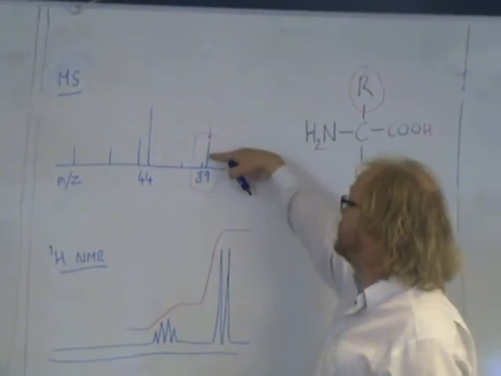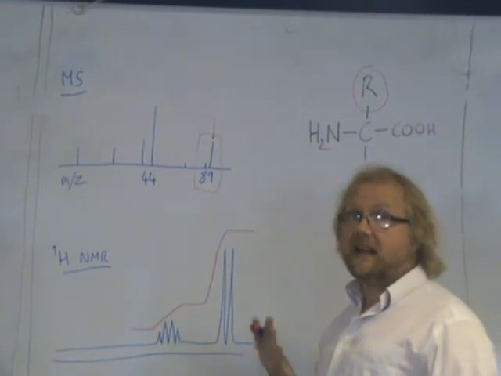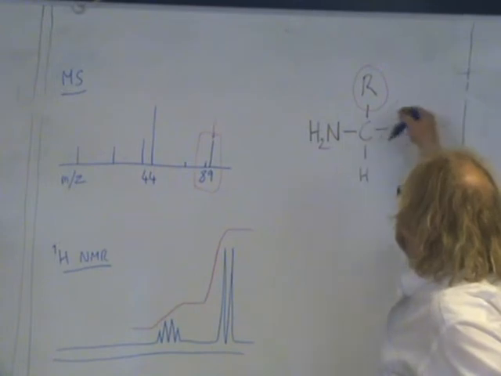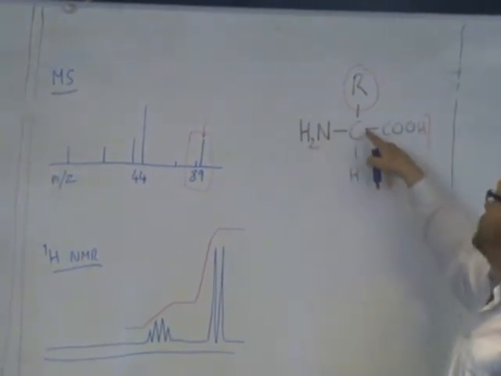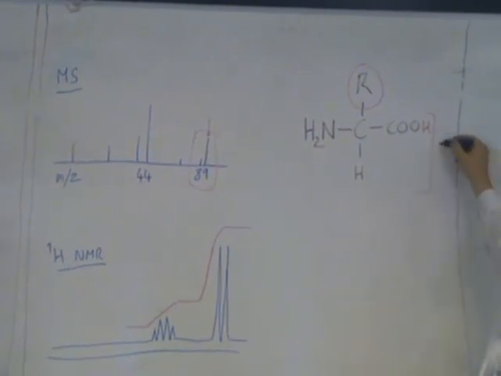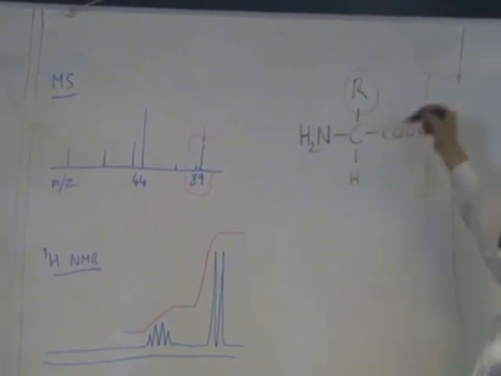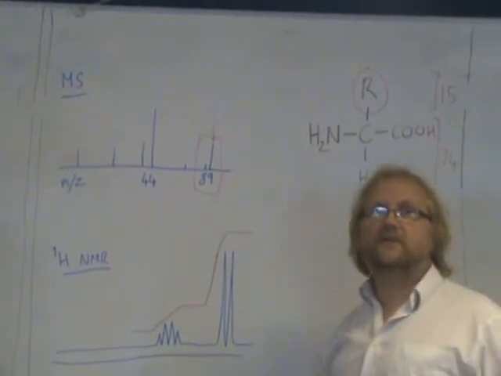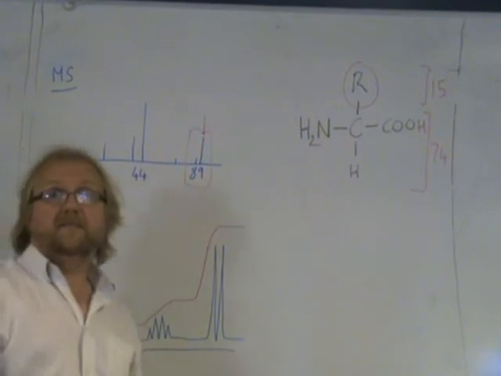Okay, so from the molecular ion peak, you know that the Mr of the compound is 89. And that actually is pretty much all you need to figure out what's going on. Because when we come to this molecule, this bit, the amino group and the CH and the COOH adds up to 74. So you can deduce that the R group must be the rest. In other words, that adds up to 15 to give you the overall Mr of 89. And 15, of course, is the mass of the methyl group.